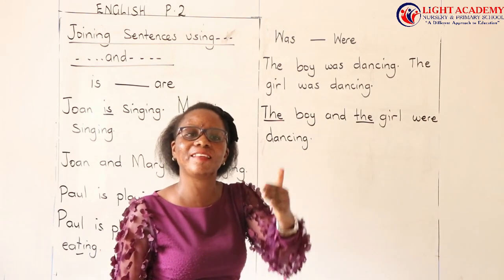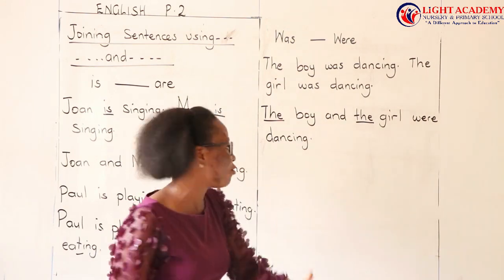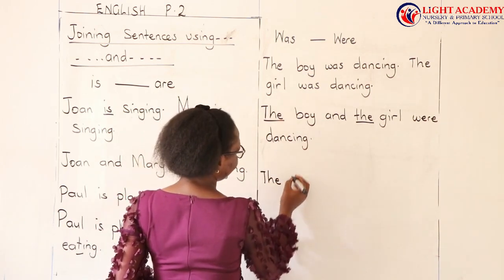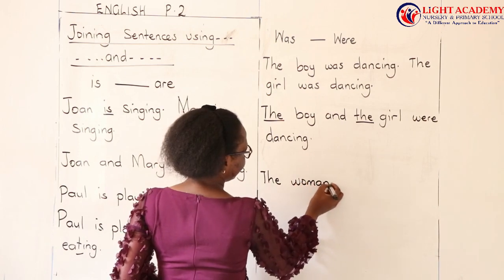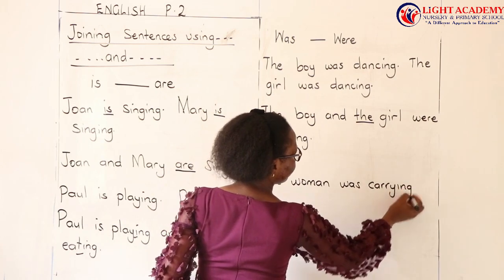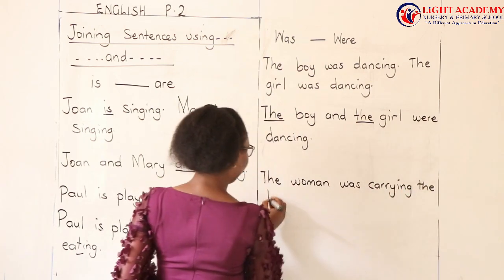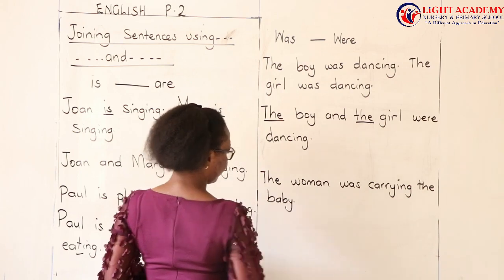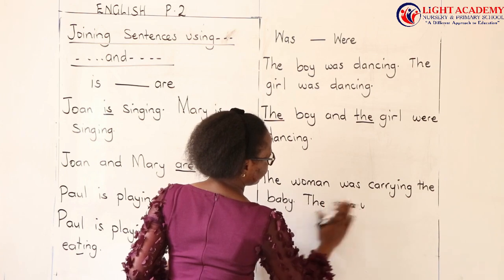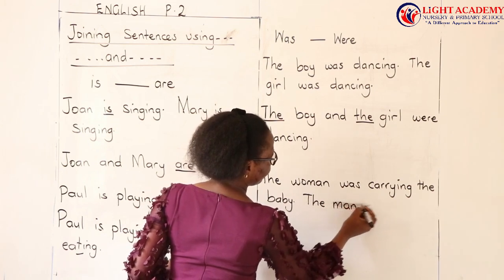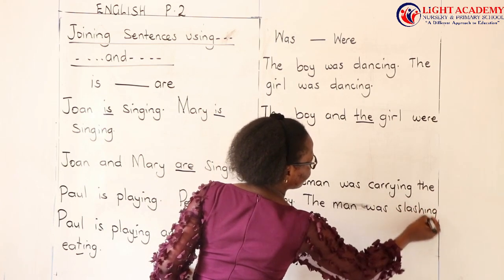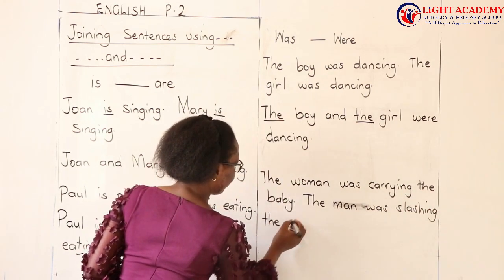Let us look at another example where the activities are not the same. For example, the woman was carrying the baby. The man was slashing the compound.